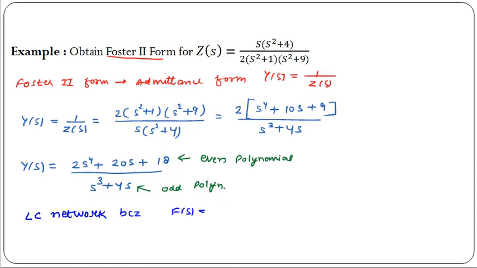Because the function, that is a function of s, numerator polynomial by denominator polynomial, will be equal to even polynomial by odd polynomial or odd polynomial by even polynomial. So from here we came to know that it is a function of an LC network. Okay, now.